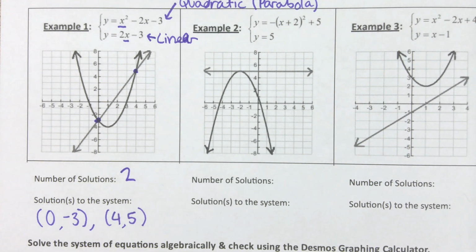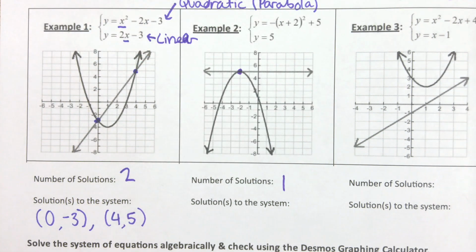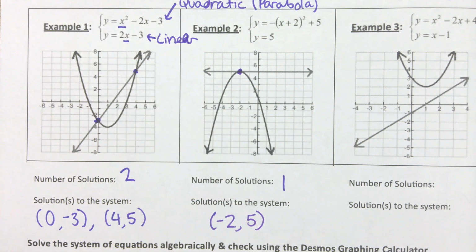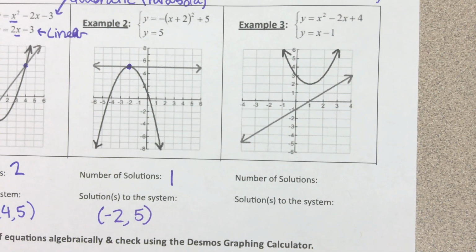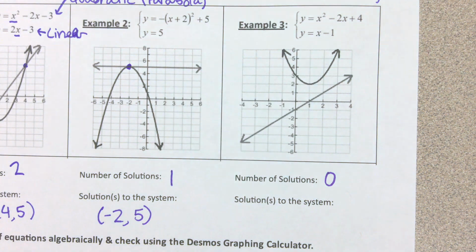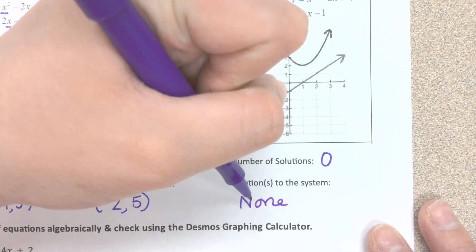Second graph, how many solutions? Just 1. They only cross 1 time, and what is this point? -2, 5. Good. Last graph, number of solutions. 0. They don't cross at all. They will never cross. So in that case, when it asks for the solutions, we just put none.